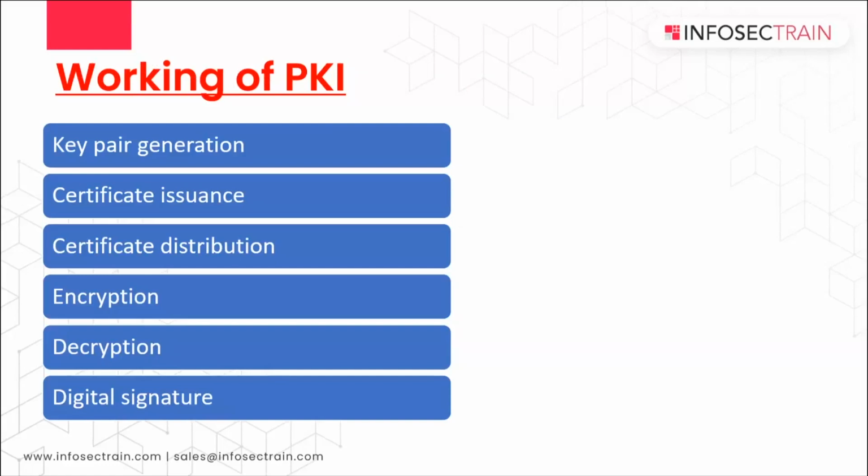Then we have certificate issuance. The user's public key is included in a digital certificate, which also includes information about the user's identity, and the certificate is issued by a trusted third party called a certification authority, also called a CA. Then we have the certificate distribution.